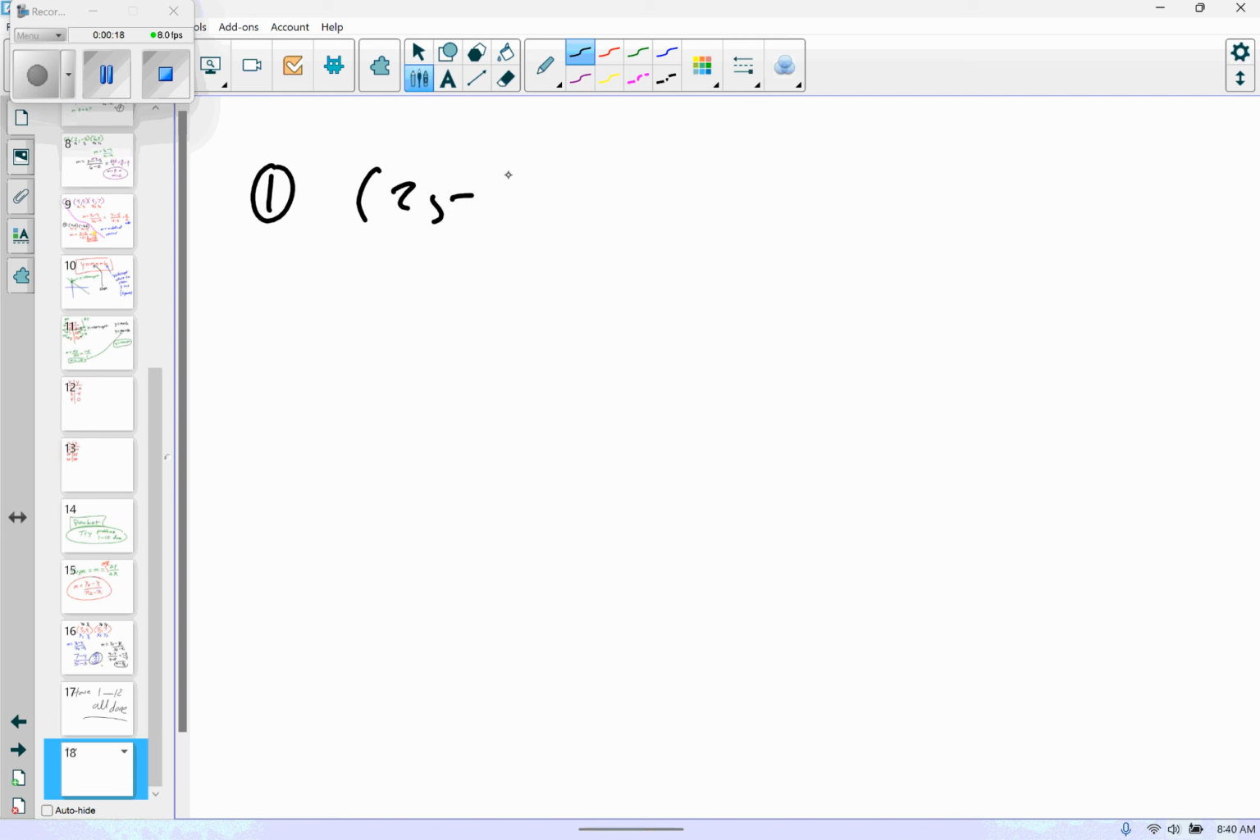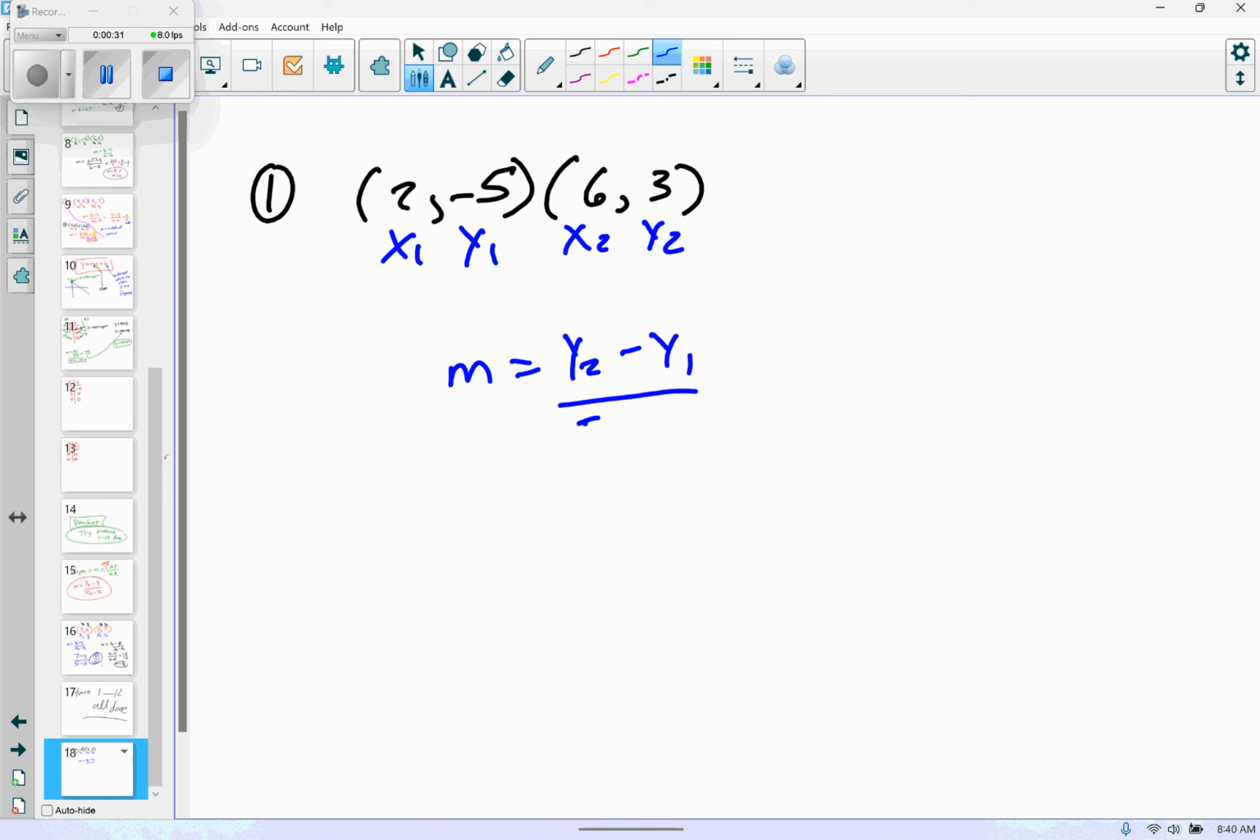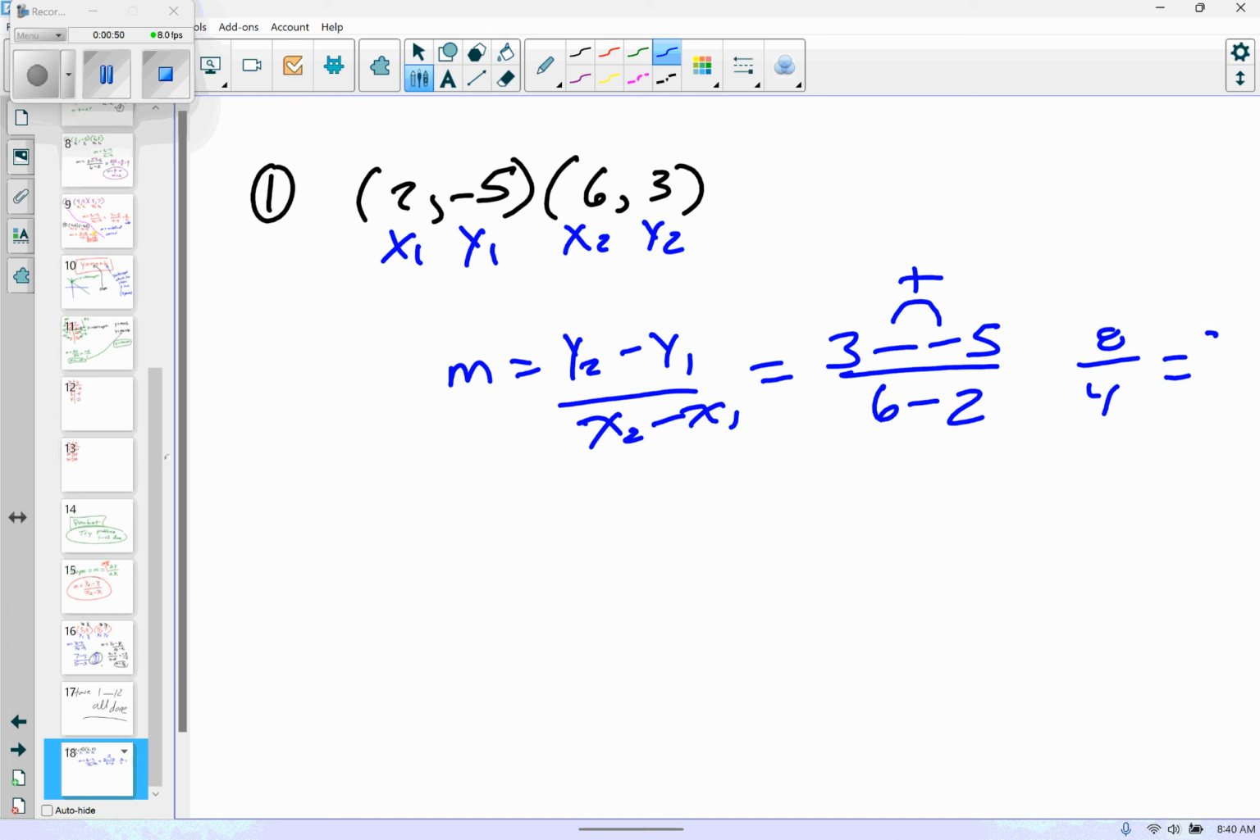So the first problem, some of these might have been already done. We want to find the slope. Remember, I'm going to say x1, y1, x2, y2, and then my slope equation is y2 minus y1 over x2 minus x1. Remember, I could have had this x2, y2, x1, y1, and it's still going to stay the same, so don't worry. I had the double negative, so I have to make sure I deal with that, and this is going to become a plus sign. So 3 plus 5 is 8 over 4, which gives us 2 over 1.